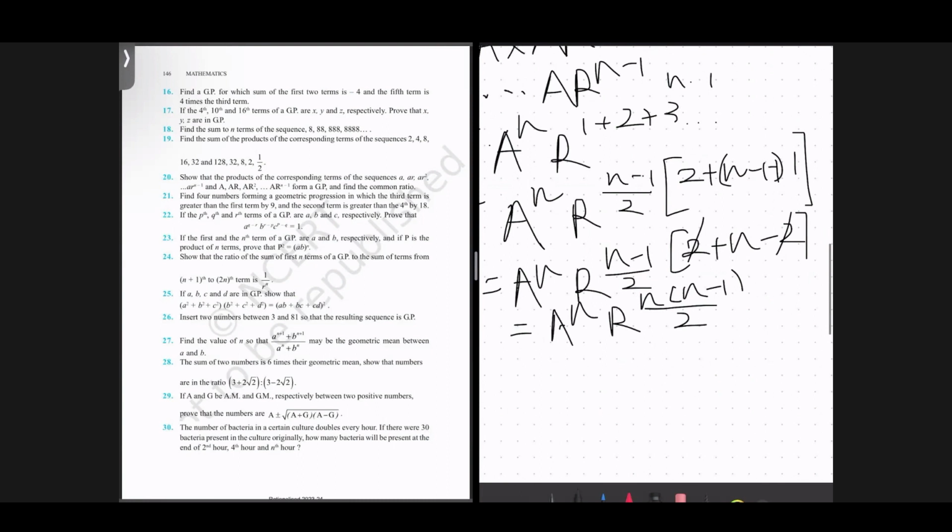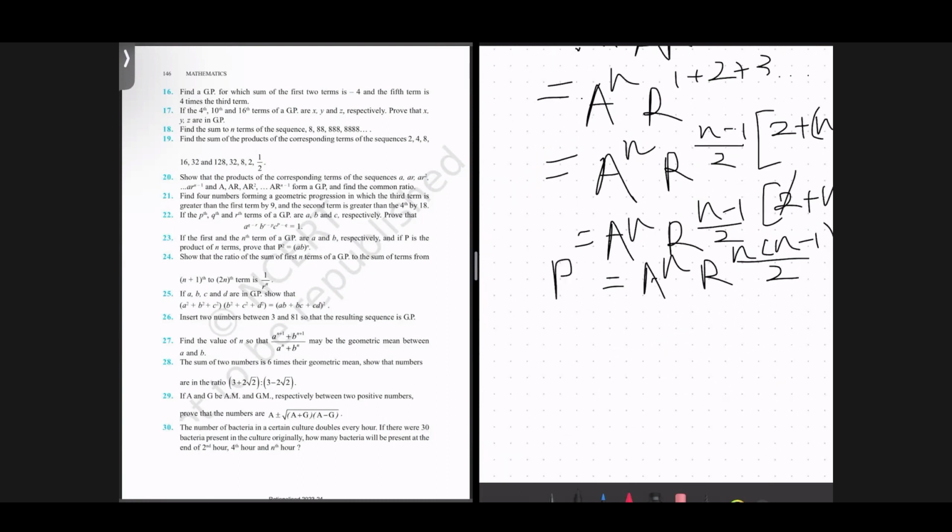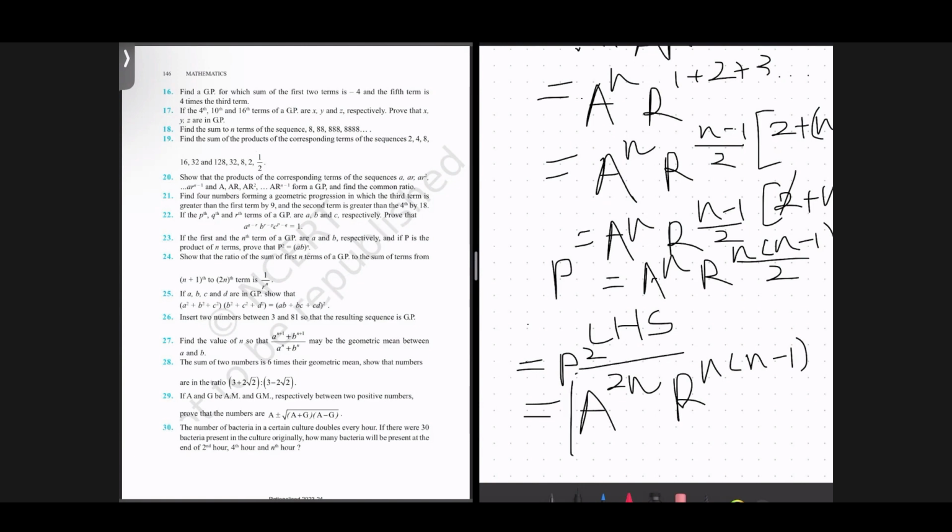So that is a solution for p. When you square this up, so this is p, the product of p terms. In the LHS, we have been given p square. So LHS, you have p square, and we square this up, you get a^n r^(n(n-1)). Correct? So this is your LHS.